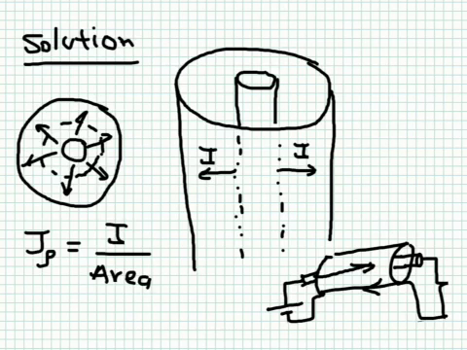Now the problem is the material filling the gap between the two conductors here is not perfect. So the current is not only going to be flowing inside the inner conductor and coming back from the outer conductor.